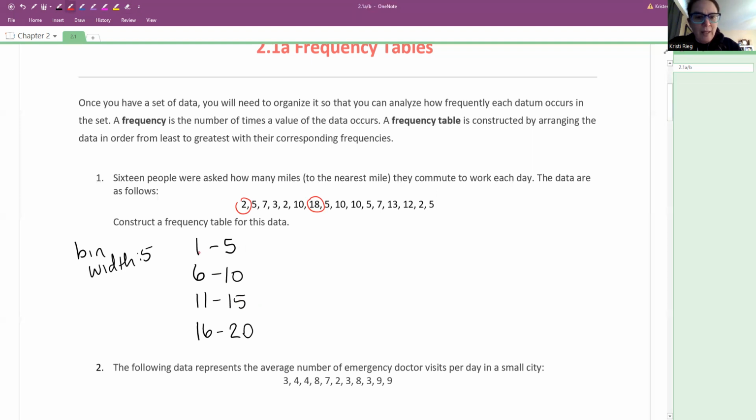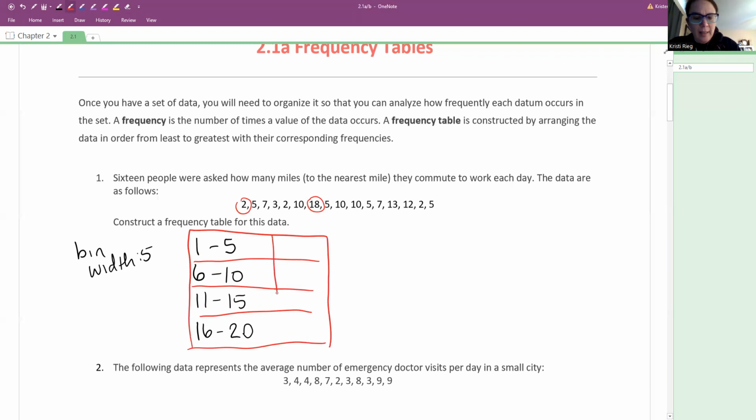Okay, so I have these bins. Oops, well, it's just going to be red. I forgot to change the color. And then I'm going to have the tallies. Oops, hang on a second, it's too close. I have the tallies and then the actual frequency number here. So this first column is going to be the tally, T-A-L-L-Y, and then the last column is going to be the actual frequency.